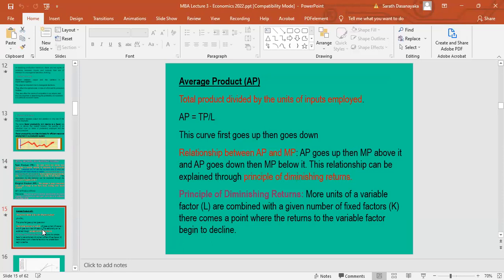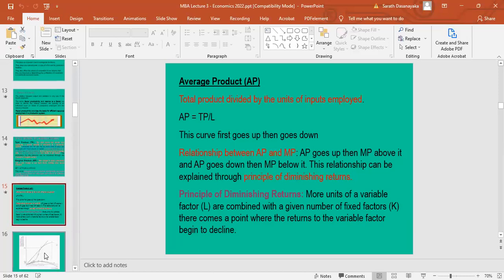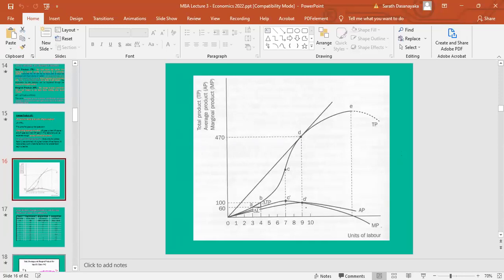These relationships can be explained through the principle of diminishing returns. Economists came up with another concept, which we call the principle of diminishing returns. What do we mean by the principle of diminishing returns? It means that as more units of a variable factor are combined with a given number of fixed factors, that is, capital fixed and labor variable, there comes a point where the return to the variable factor begins to decline. That is normal. If you see the next slide, you can see how these curves behave.